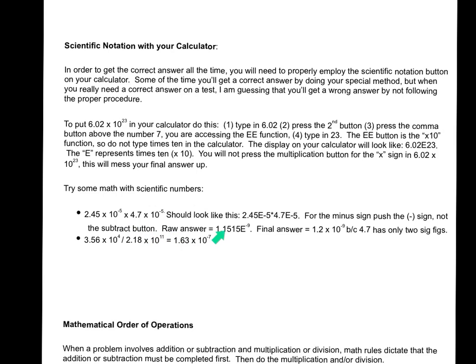So your raw answer is 1.151 E minus 9. Your final answer is 1.2 because your 4.7 here only has 2 sig figs. So you have to round that 1 up to a 2 because of that 5. Now this next number, 3.56 times 10 to the 4th, divided by 2.18 times 10 to the 11th, the number would be 1.63 times 10 to the minus 7th. You may want to try and calculate and make sure you know how to get that.